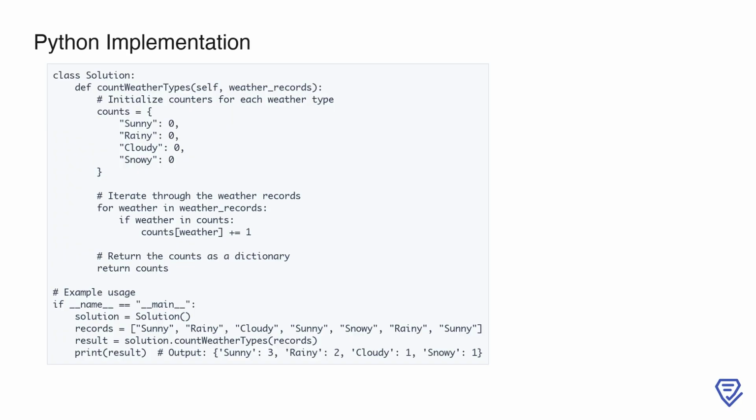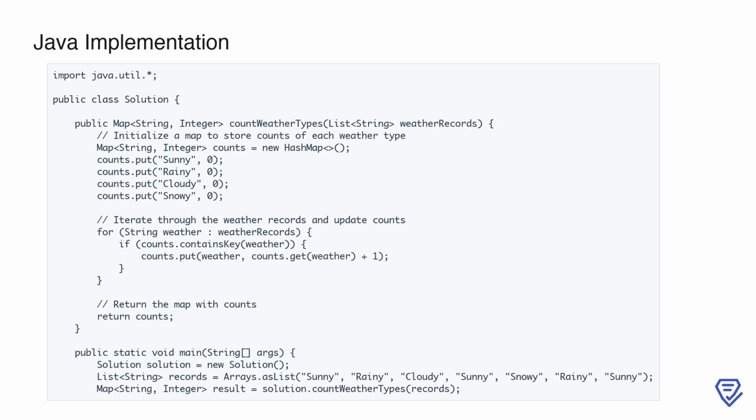The code is robust and handles edge cases such as an empty input list or unexpected weather types gracefully, as the iteration simply skips over unrecognized weather conditions. Here, we start by importing the necessary Java utilities and defining our solution class.